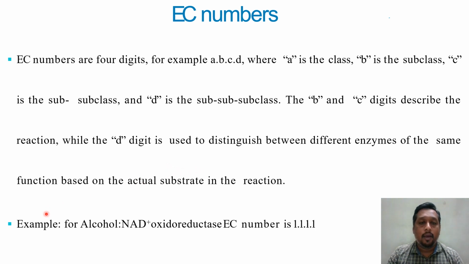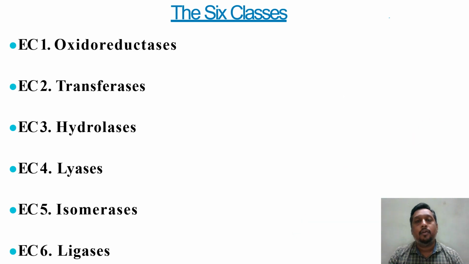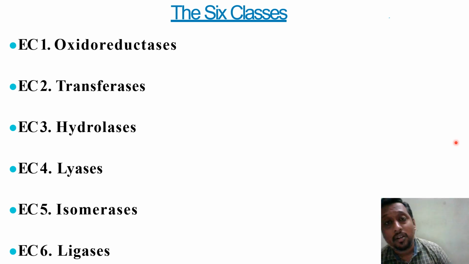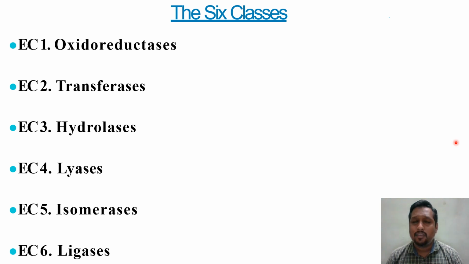Let us look at an example. Alcohol dehydrogenase, which uses NAD+, nicotinamide adenine dinucleotide, is an oxidoreductase. Its EC number, Enzyme Commission number, is 1.1.1.1. No need to worry much about these enzyme commission numbers. These are very fundamental. If you go through any textbook, it is clearly explained and self-explanatory. So let us move on further with the six classes the Enzyme Commission has given.